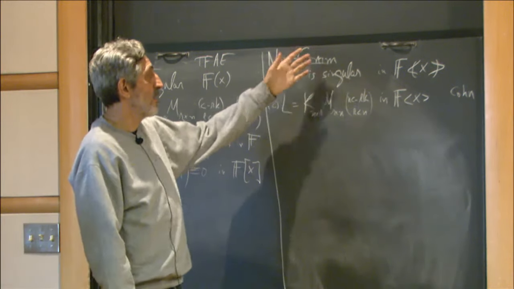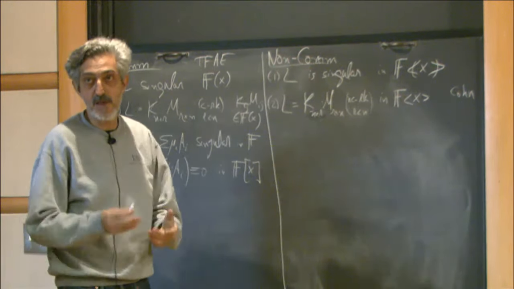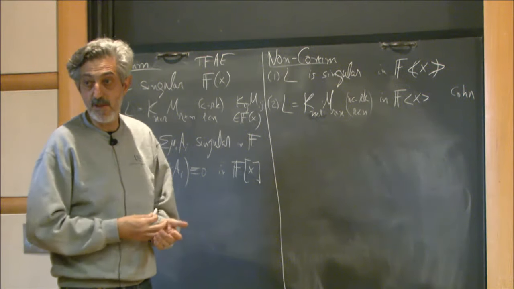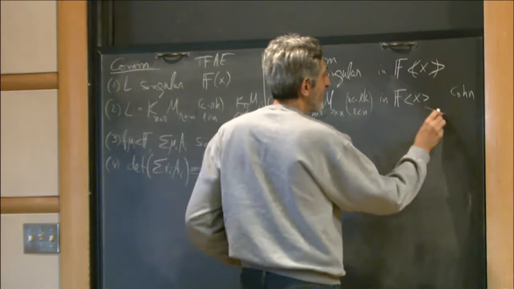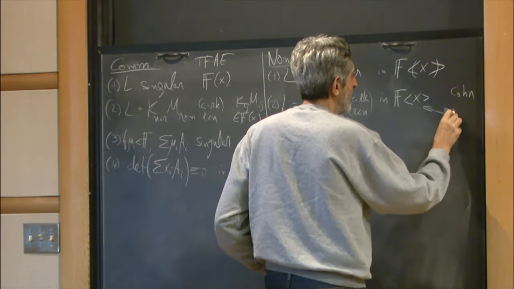So we are working here in the non-commutative setting. All it says is that monomials, the order of variables, matter. And so that's a non-commutative polynomial.